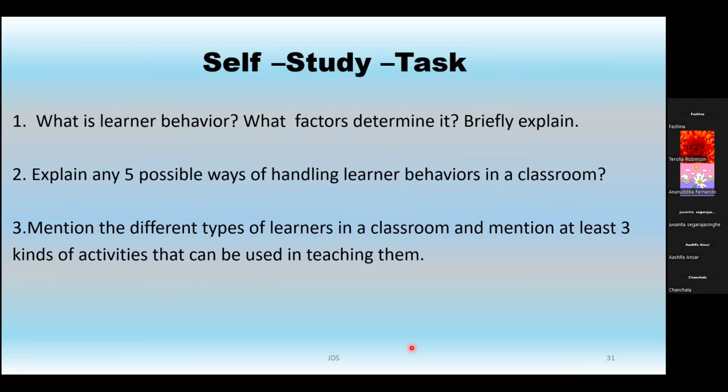Look at your self-study class. What is learner behavior? You have to explain it a bit, right? Briefly explain. What factors determine it? How many factors are there determining learner behavior? 3. What are they? Self, others, and circle. So just explain what learner behavior is all about and then mention the factors and explain each of those factors.